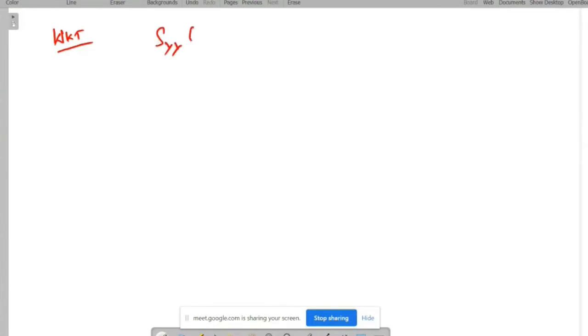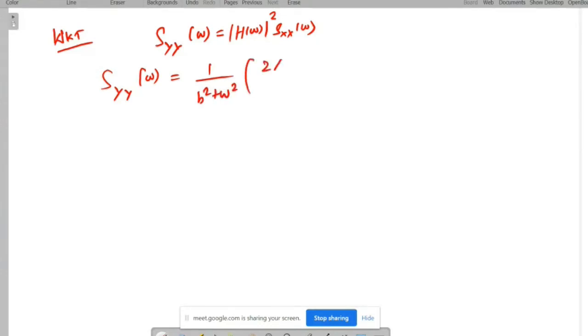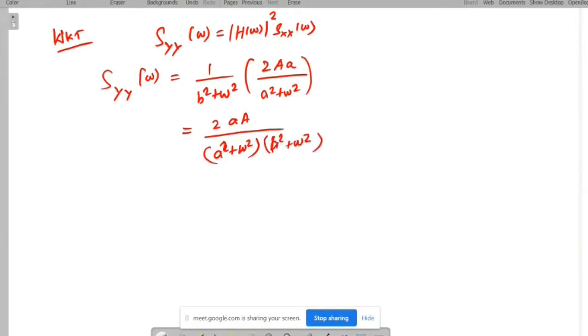Syy of omega equals modulus H of omega squared, times Sxx of omega. If you substitute, you may get 1 by b square plus omega square, times 2a small a square plus omega square, which is equal to 2a capital A square plus omega square, divided by b square plus omega square, right? So that's all. This is the first part.